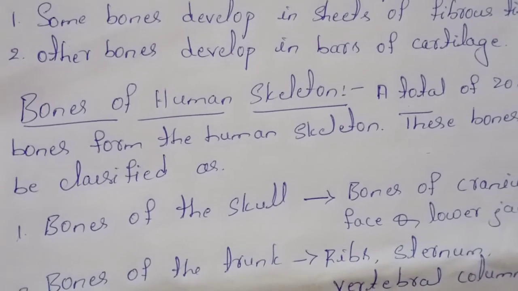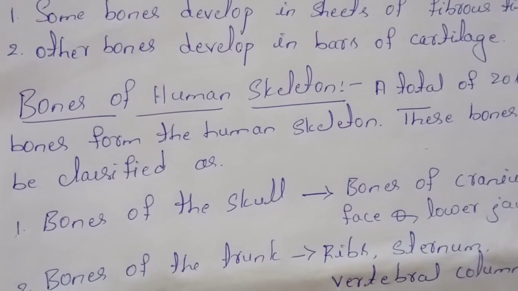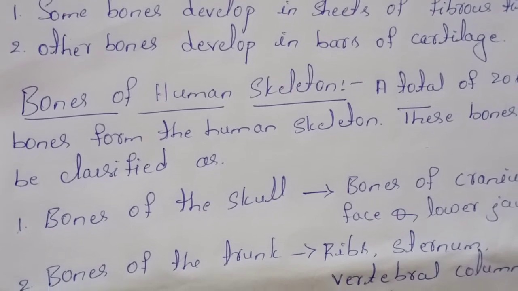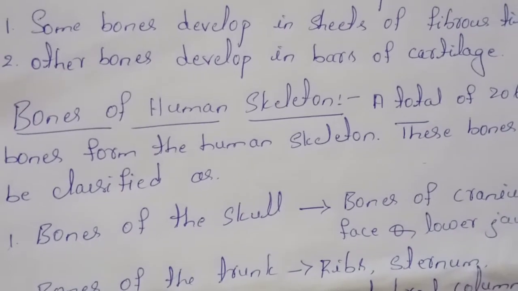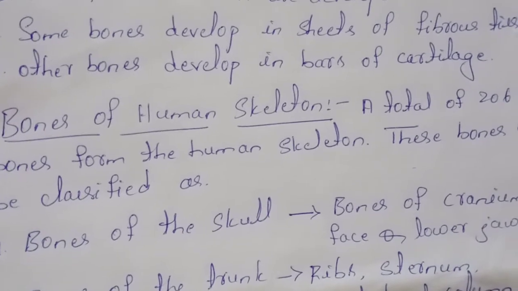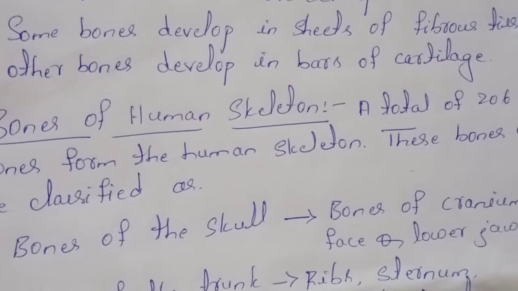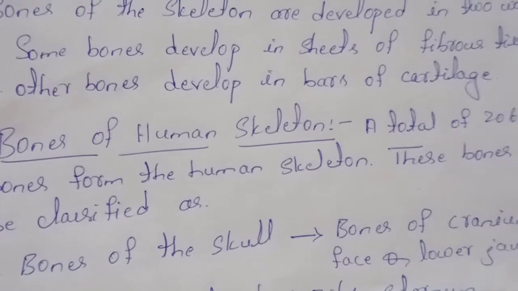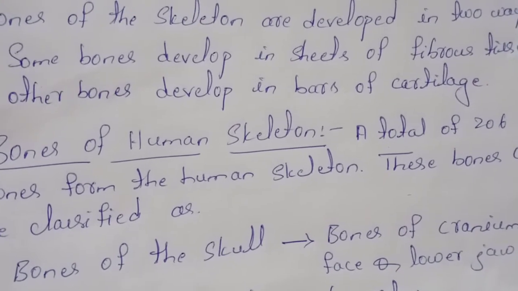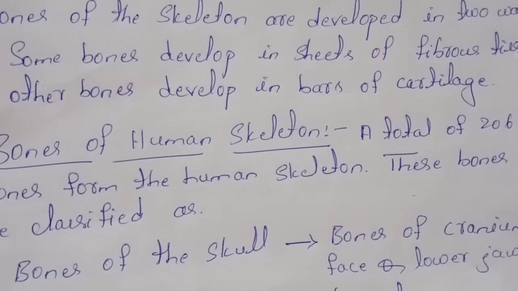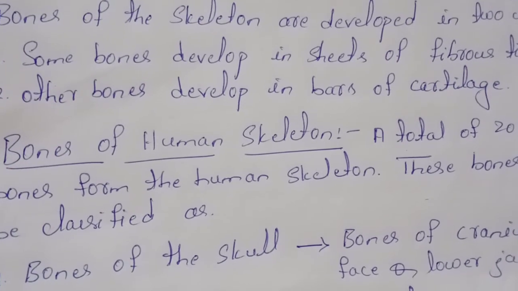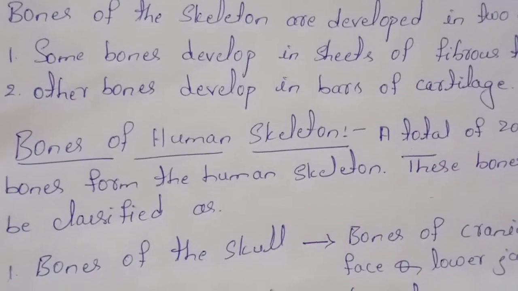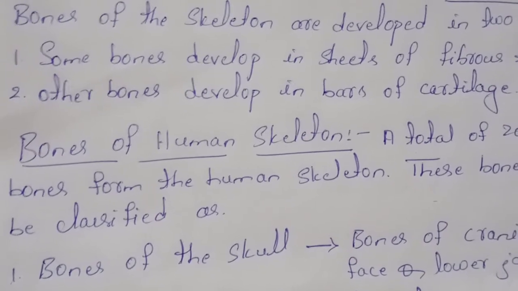In both cases, bone cells called osteoblasts deposit calcium salts to give the necessary hardness. This process of bone development occurs before birth. After birth, the bone grows from certain centers in it.